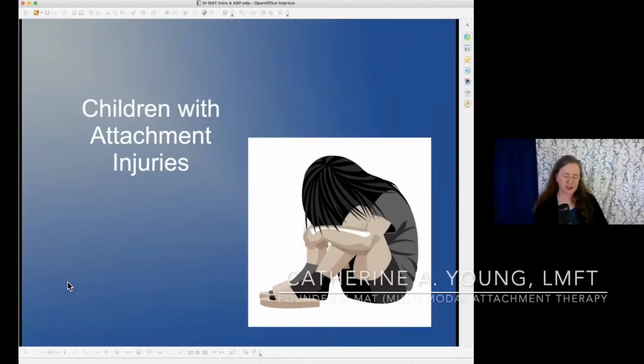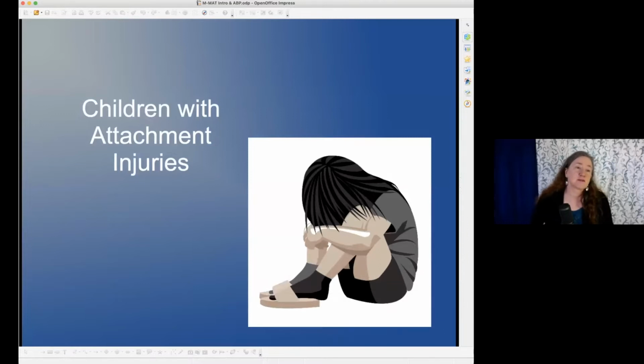So, children with attachment injuries. First, I want to say why I'm using that term, attachment injuries, for a number of reasons. One, attachment disorder is a specific DSM-5 diagnosis that is very narrow. A lot of kids don't fit specifically. It's really focused on children 5 and under, so it's not broad enough to really capture what we need. And a lot of kids, especially latency age kids with attachment injuries, are not diagnosed with an attachment disorder. And we've got reactive attachment disorder, and what's the other, disinhibited social engagement disorder. So that doesn't work so well.